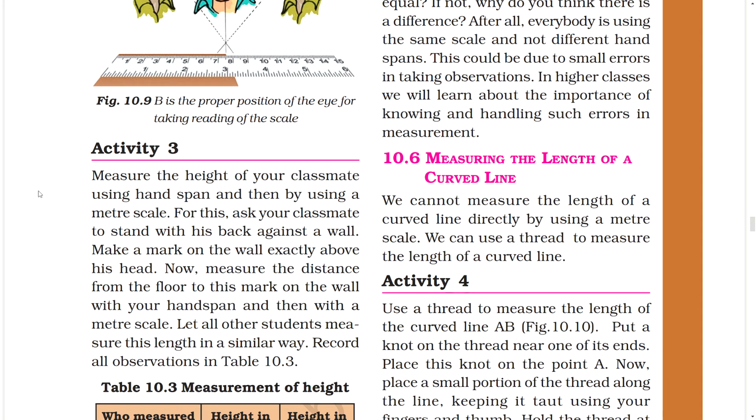Activity 3. Do this. Measure the height of your classmate using hand span and then by using a meter scale. For this, ask your classmate to stand with his back against a wall. Make a mark on the wall exactly above his head. Now measure the distance from the floor to this mark on the wall with your hand span and then with a meter scale. Let all other students measure this length in a similar way. Record all observations in the table.